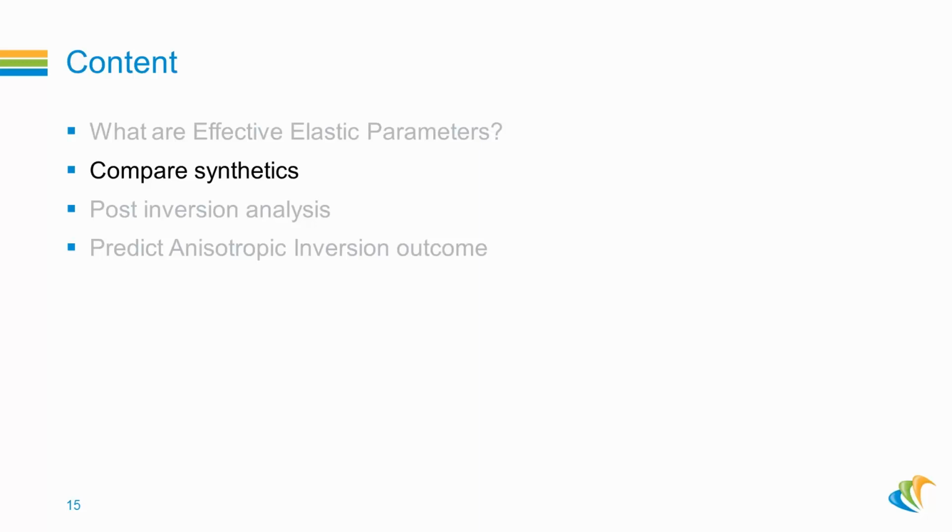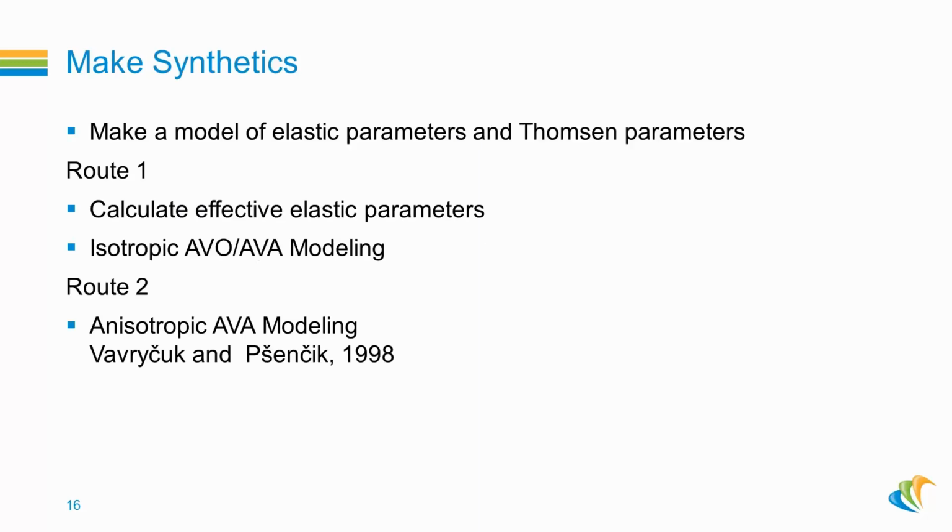So to show that they actually work, I'll compare some synthetics. I'm going to use two routes. In route 1, I'm going to calculate my effective elastic parameters, and then I'm going to use isotropic AVO-AVA modeling. And in route 2, I'm going to use full anisotropic AVA modeling, and the method I'm going to show you here is based on Vavrycuk and Pšenčík's method, which was published in 1998.